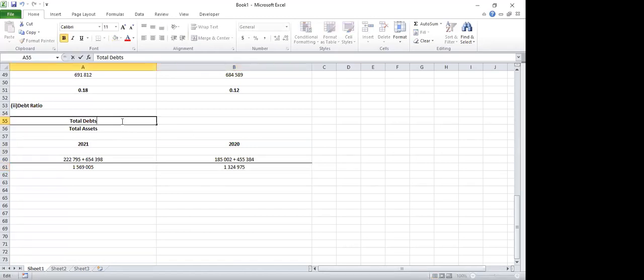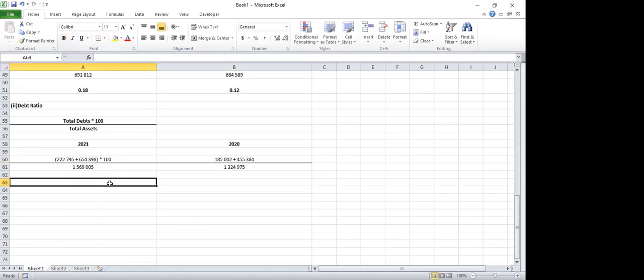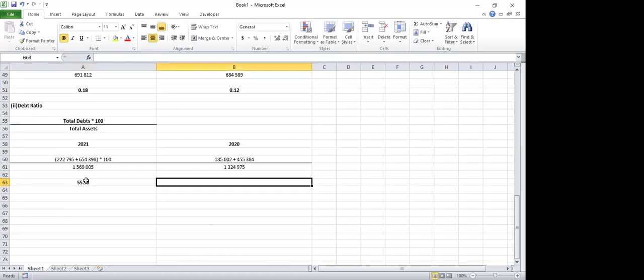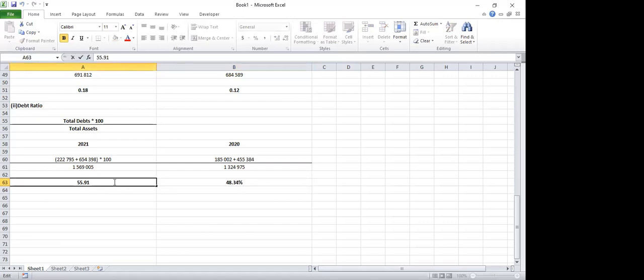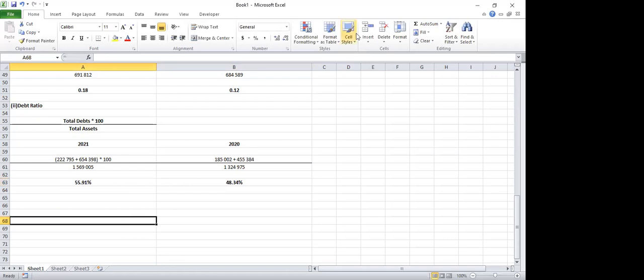Right, so this one will also usually be multiplied by hundred to express it as a percentage to find the proportion of debt in our assets. So that's 55.91%. Okay, so we can say here 55.91% and 48.34%. That's our debt ratio. It just shows the proportion of debts within our assets.